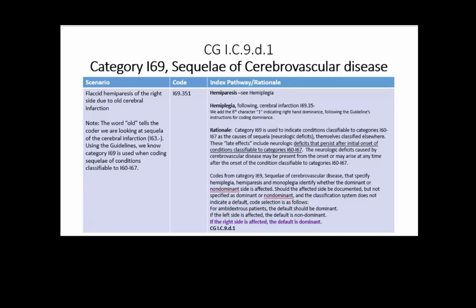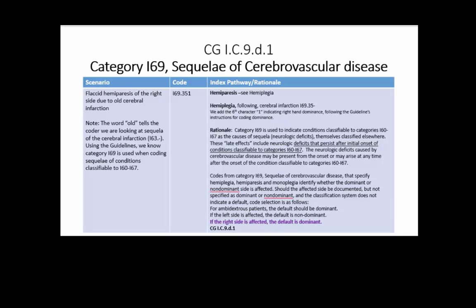In this particular scenario, the word old tells the coder we're looking at sequela. And we know from our guidelines that category I-69 is used when coding sequela. Then I make a note here in the rationale to just make a point of always remembering this is a deficit that's persisting after the patient's been discharged.